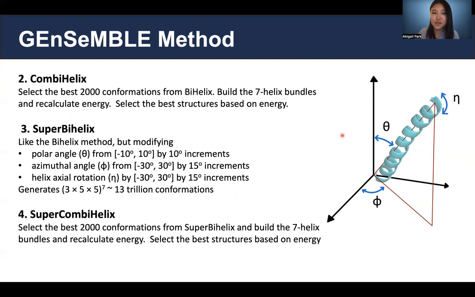So super bihelix is similar to the bihelix method, but we're also modifying the polar angle here, which is like the tilt of the helix, and the azimuthal angle, which is like how it rotates this way. And then we're also again rotating each helix. And so all in all, this generates around 13 trillion conformations. So we again consider the 12 pairs, calculate the energy for those 12 pairs, select the best 2,000 conformations from super bihelix, and we build the 7 helix bundles and recalculate energy. Then we select the best structures based on energy.